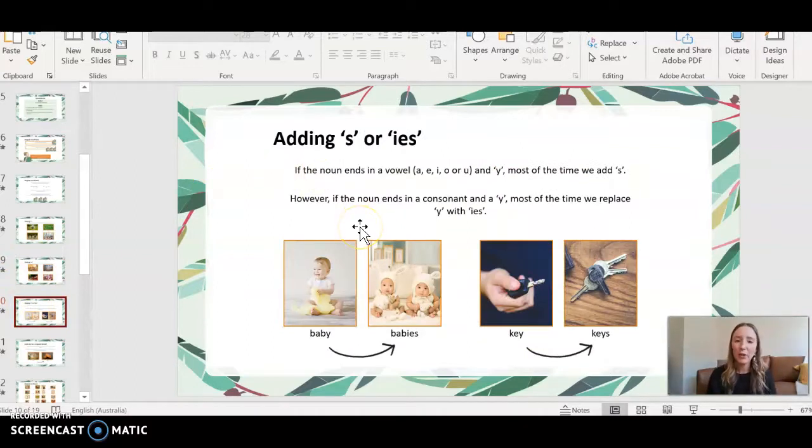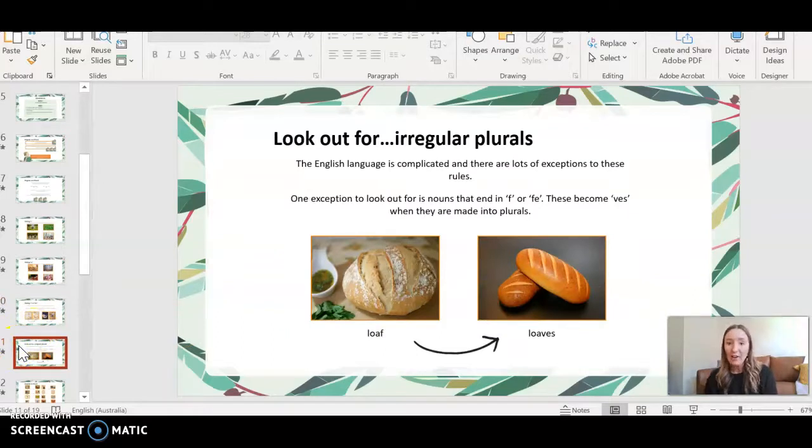So like I said before, if we had a word ending in Y, we drop the Y and we add IES. Key becomes keys. Oh, except for words like this. If it ends in a vowel and Y, we just add S. Sometimes there are irregular plurals that don't follow the rule, like knife.